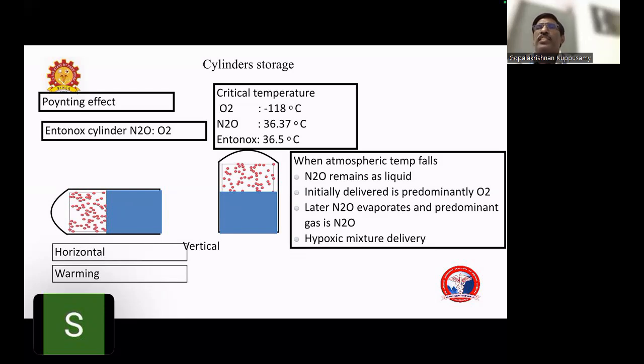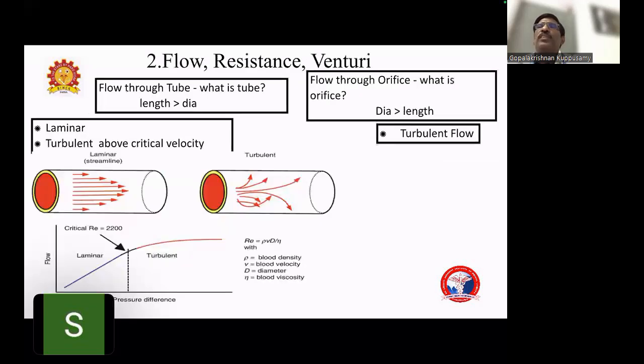Then it is stored in the cylinder walls. The initial delivery is predominantly oxygen. Then after exhausting oxygen, nitrous oxide slowly evaporates, and the predominant gas in the latter half is nitrous oxide. Thus, it will deliver a hypoxic mixture. And we should warm the cylinder to avoid the poynting effect. Coming to flow, resistance, and venturi.